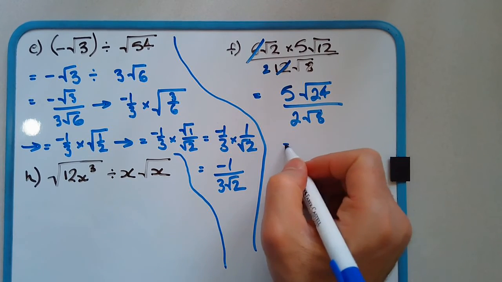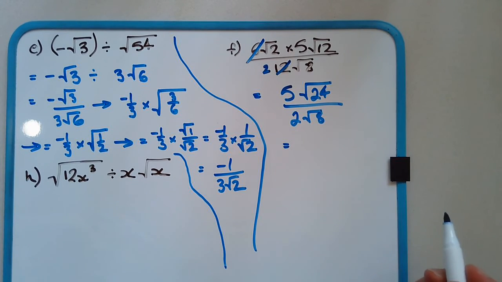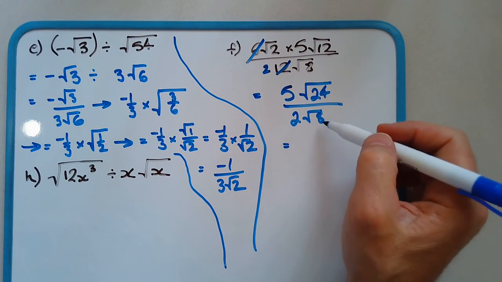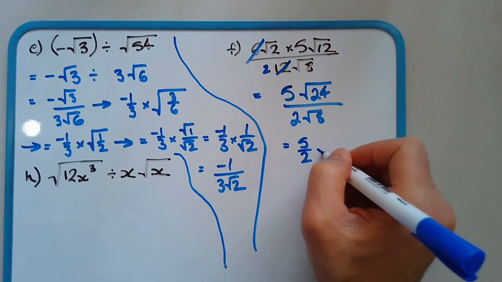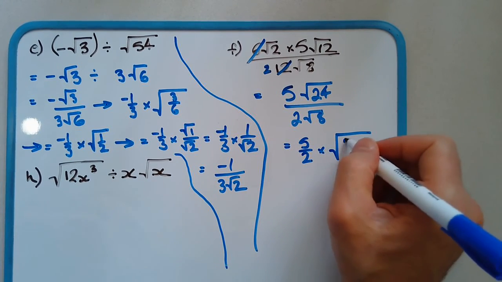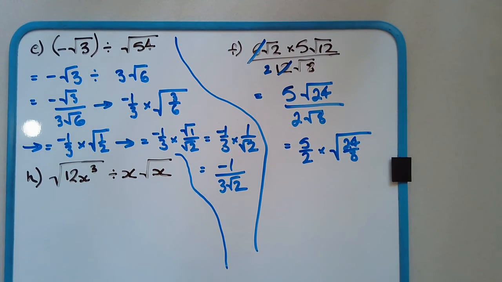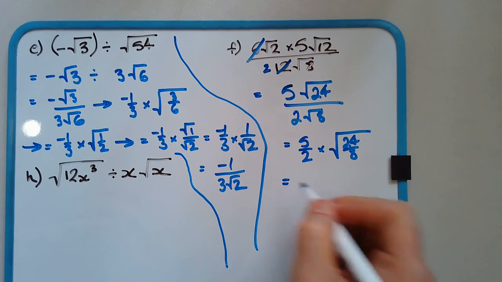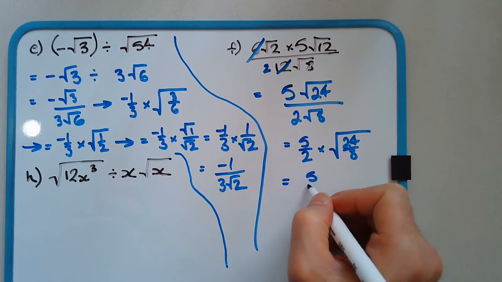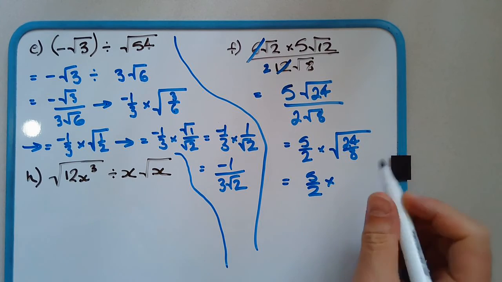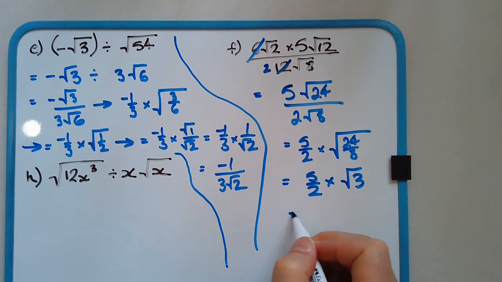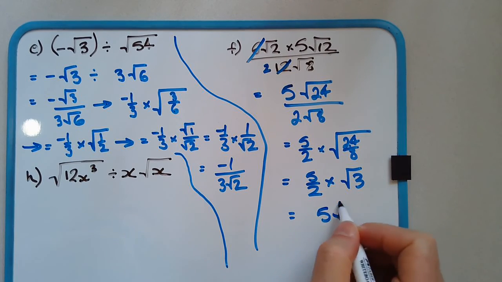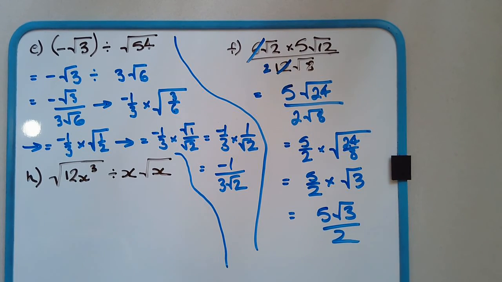Okay, so the 5 on 2, well, that can't be simplified any further, but root 24 on root 8 is just root 3, isn't it? So that's just going to be 5 on 2 multiplied by square root of 24 over 8. And that's equal to 5 on 2 multiplied by, now 24 on 8 is just 3, isn't it? So it's going to be square root of 3. So expressing that in a single fraction, it's going to be 5 root 3 over 2.